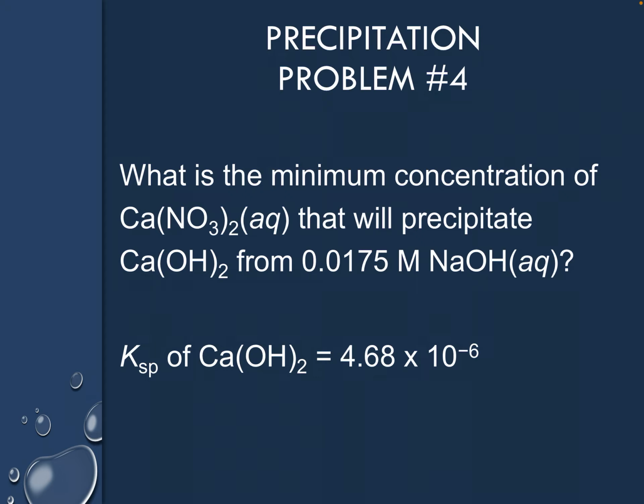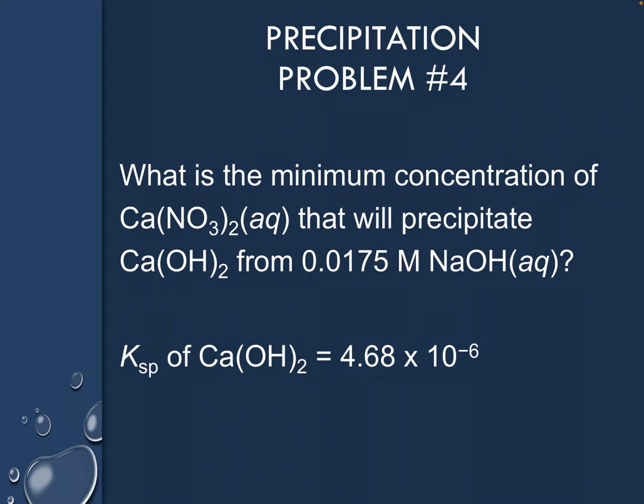A lot of times we'll want the minimum amount that we can add in order to cause the precipitation, because we can separate some things based on their differences in KSP values. If calcium hydroxide is less soluble than something else, we can add just a little bit of our sodium hydroxide or a little bit of our calcium from the calcium nitrate, and cause that solid to precipitate without causing whatever else is in there to precipitate. So this is leading into that.